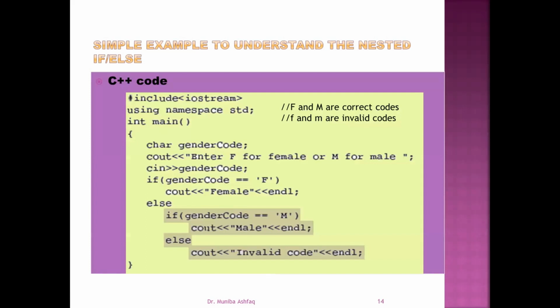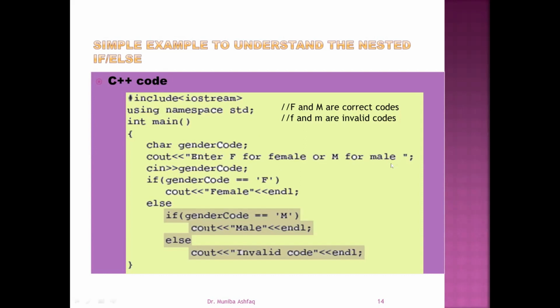So here is the C++ program. You can see that to take a gender code, you have to declare a variable. And here you can see that we have declared gender code, and its name is meaningful. Remember that we have to select variable names that are meaningful. This variable shows that it is going to take the gender code. So after declaration, you have to print the message: enter F for female or M for male.